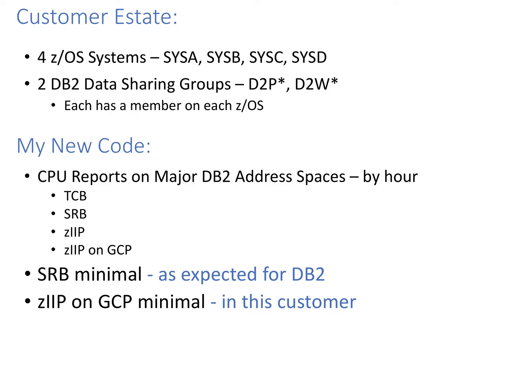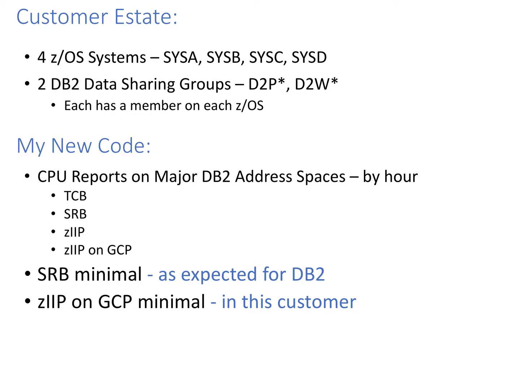And on those 4 systems, we have 2 DB2 data sharing groups, which we'll call D2P and D2W. All the subsystem names begin D2P and D2W respectively. Each of those data sharing groups has a member on each z/OS system, so that's 4 members for each group.